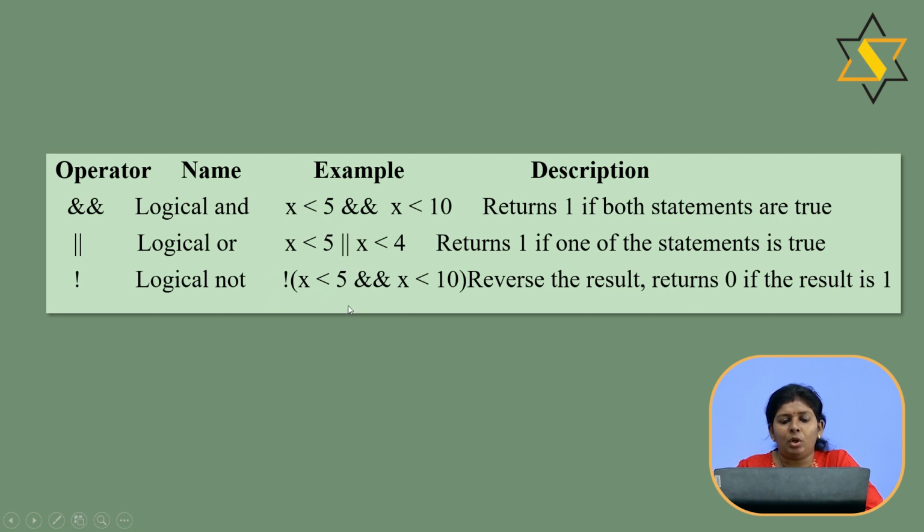And then logical NOT, if I do not want to execute up to that value, it means we use the exclamation sign as logical NOT. So there are three operators: AND, OR, NOT.